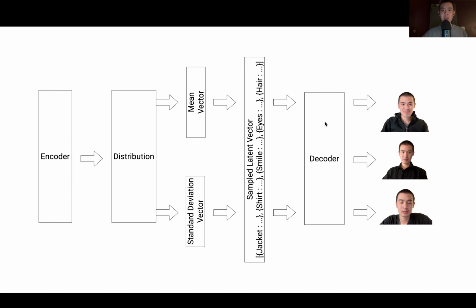And as we mentioned, maybe sometimes this sampled latent vector has a high jacket value, so I'm wearing a jacket. Or maybe the sampled latent vector will have a low jacket value, so I'm wearing a shirt instead. All right, so those are the core ideas behind a VAE or variational autoencoder.